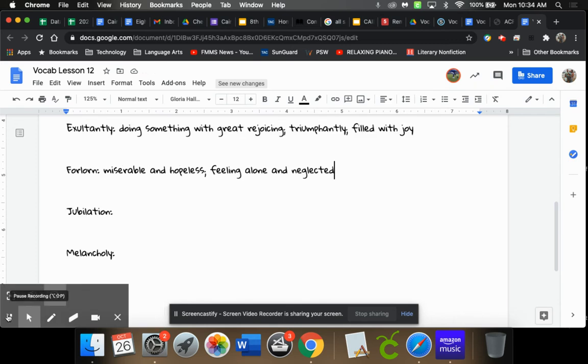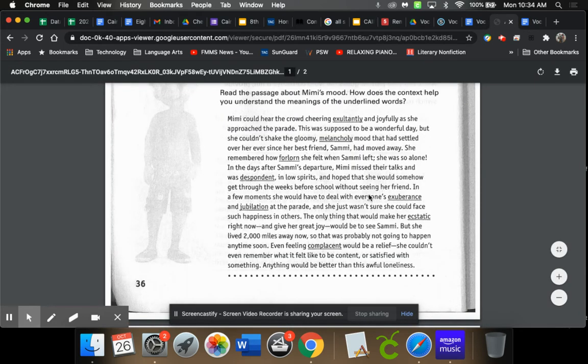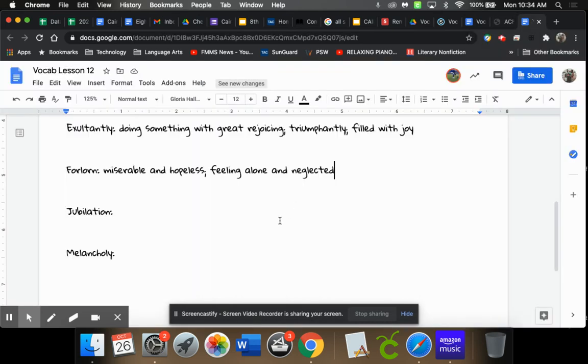All right. The next one is jubilation, and that was in the same sentence with exuberance. In a few moments, she would have to deal with everyone's exuberance and jubilation. So it's very similar to exuberance. It just means great joy. You feel jubilation at parades, and you might feel jubilation at other really happy moments and events in your life. I feel jubilation on Christmas and at Backstreet Boys concerts.